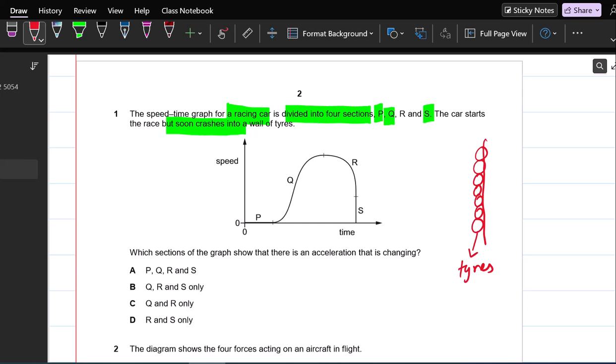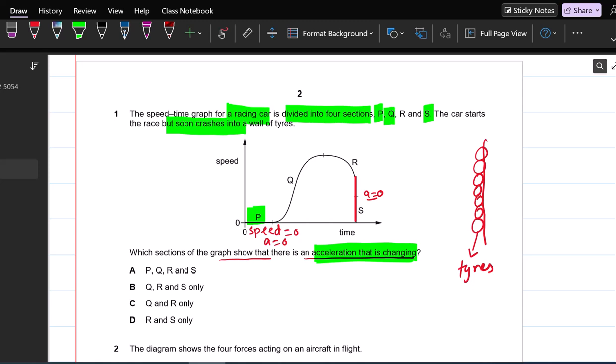So what happens? Which section of the graph shows that the acceleration is changing? Acceleration that is changing means a change in acceleration is occurring. So this is section P. Here no change is occurring because speed is 0. Speed is 0, acceleration is 0. Again here the car comes to rest, and no change in speed is occurring, so acceleration is again 0 here.